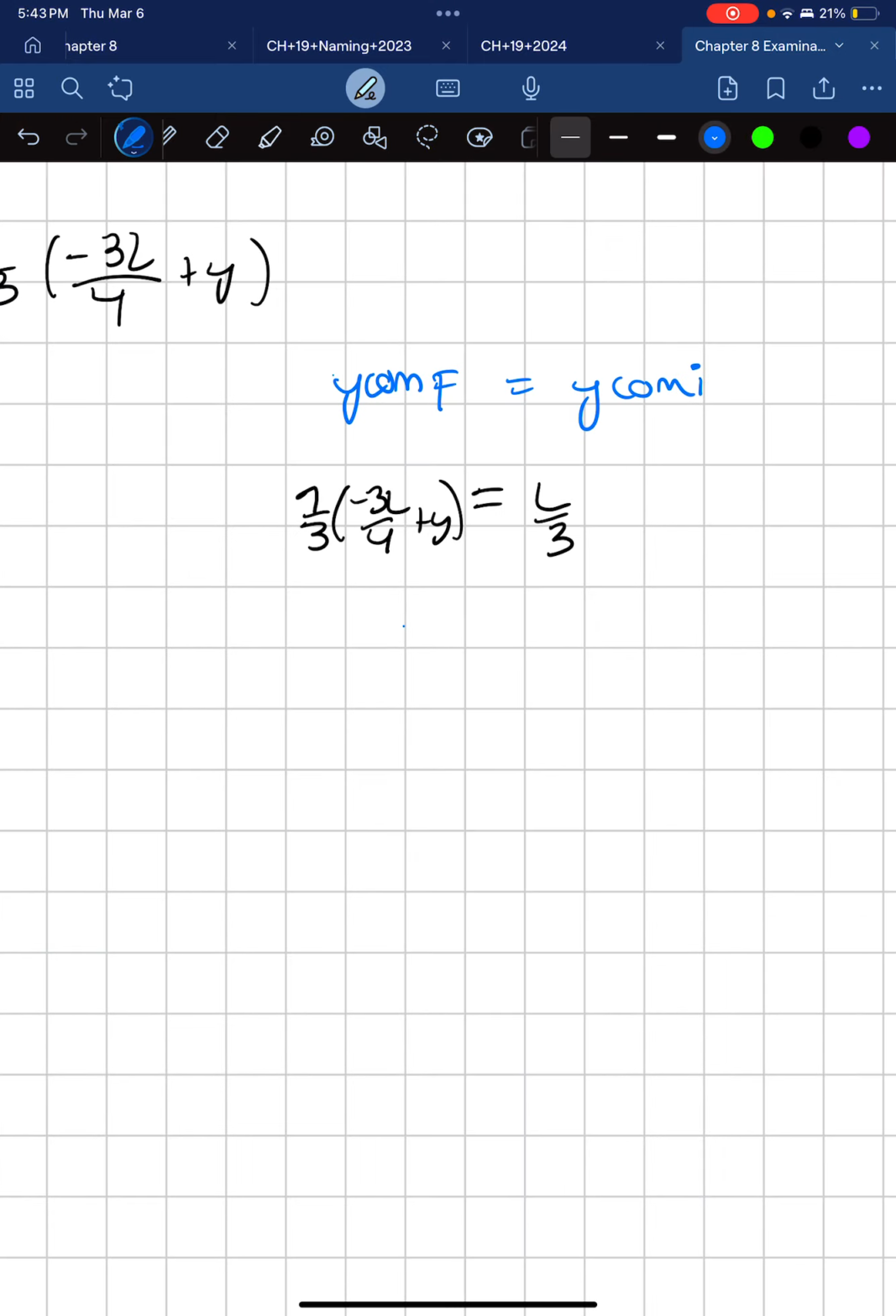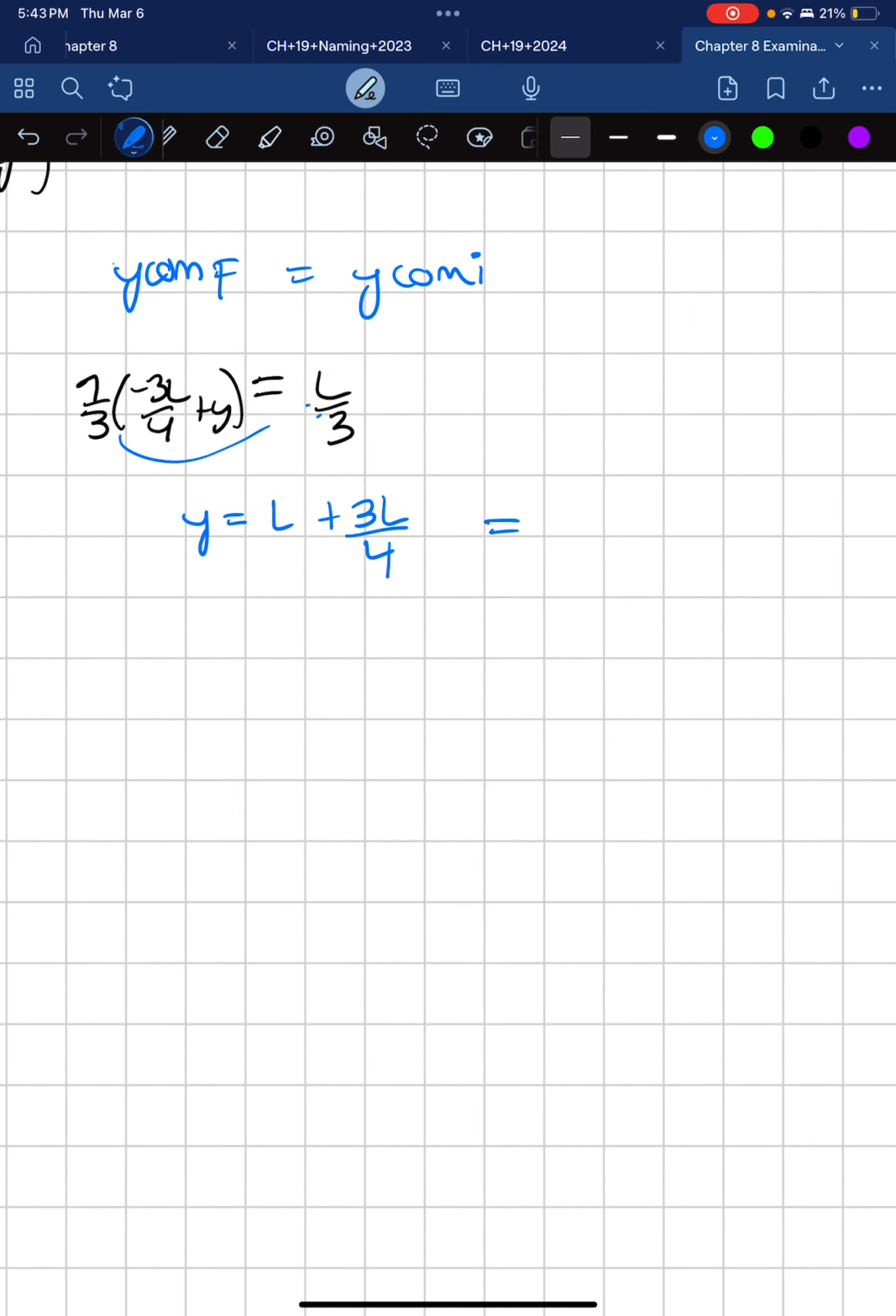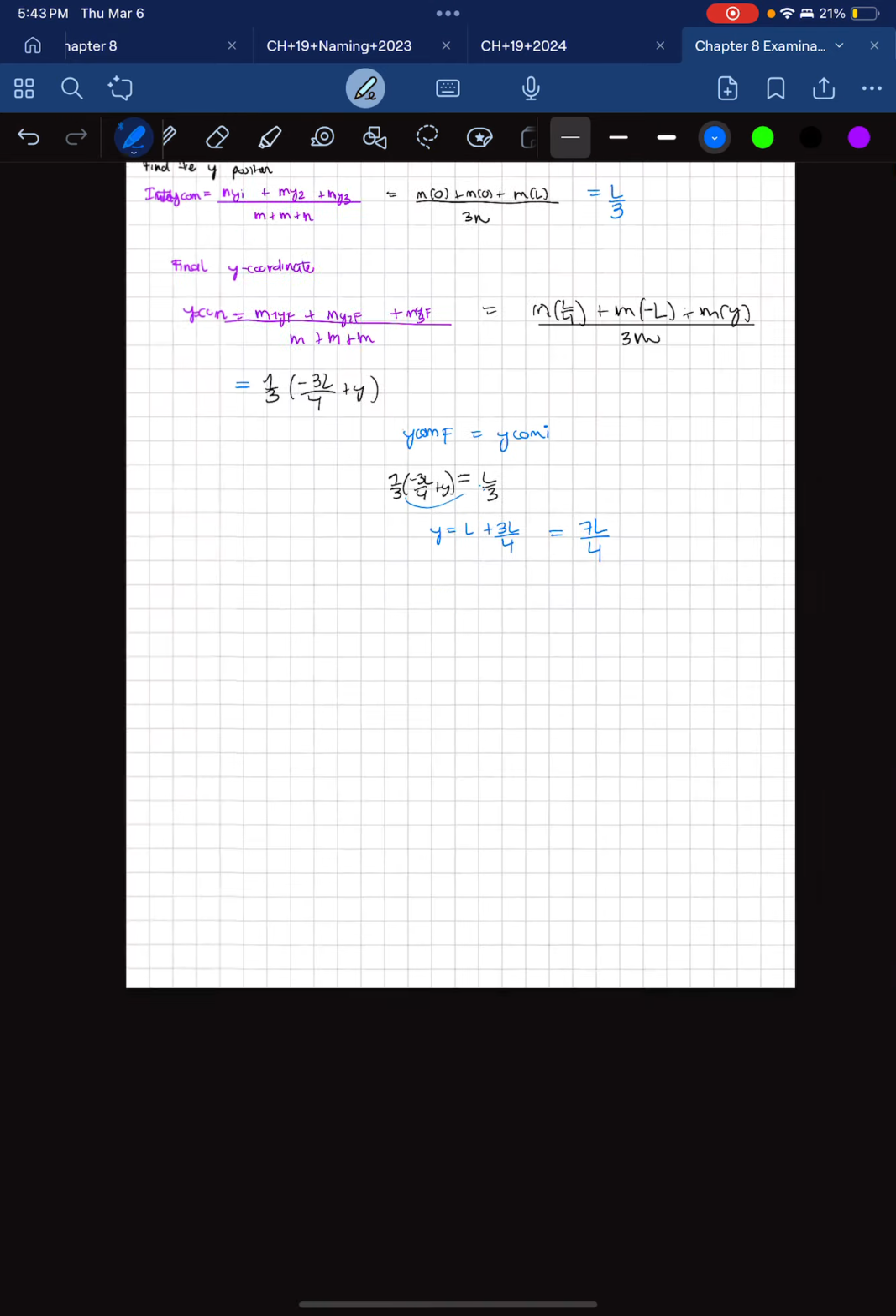When we solve this for y, which is the y coordinate, we get L. This one goes on the other side, 3L over 4, and then when we simplify, we get that this is going to be 7L over 4. And this is it.